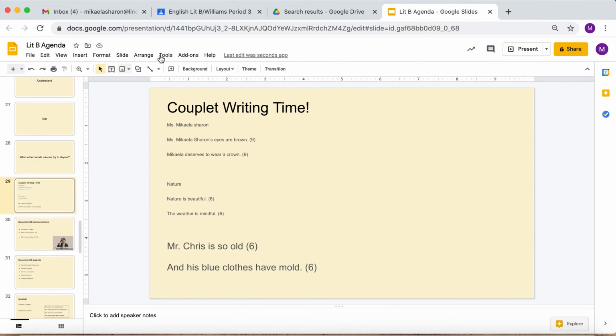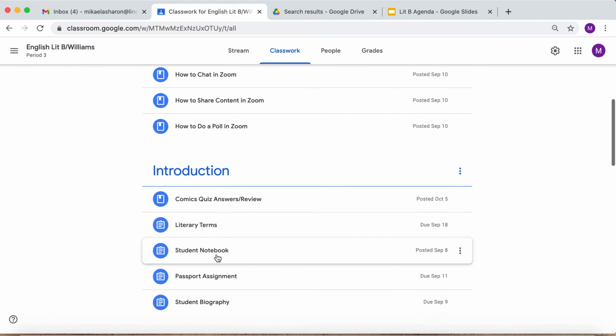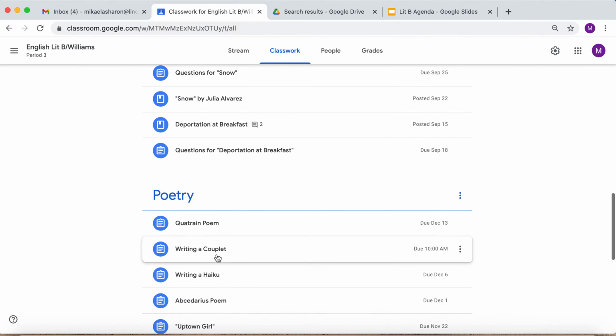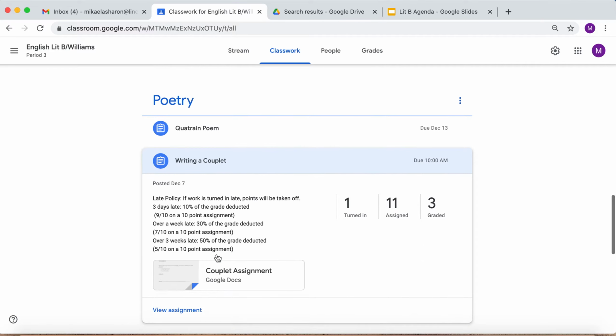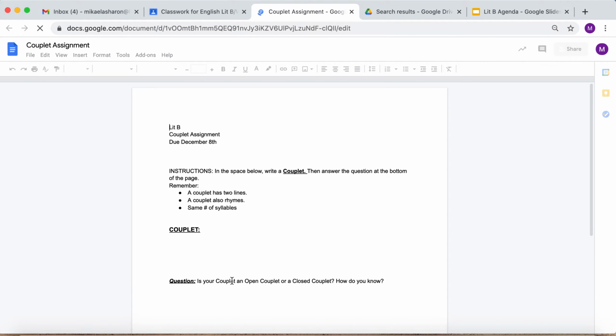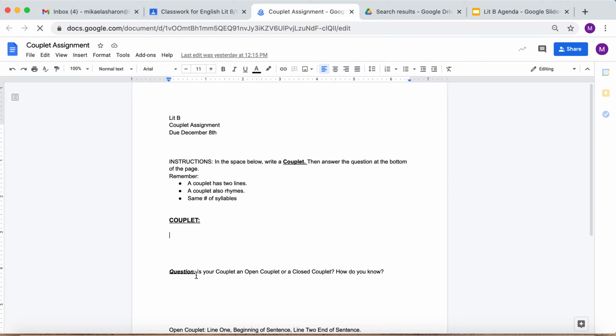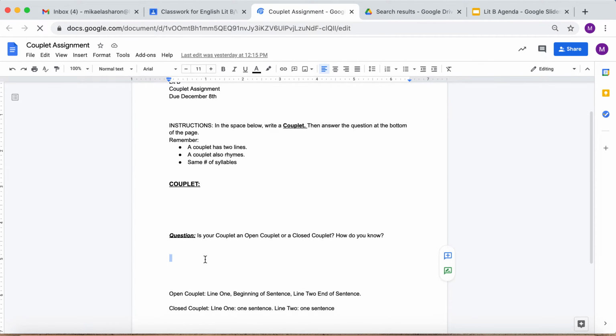Okay, so then there was an assignment where you were to write your own couplet, and it's posted here under poetry. And if you look at this, you were to write a couplet in this space below. And then I also wanted you to say if your couplet was an open couplet or a closed couplet, and then how do you know? And I have the definitions of them here to help you out with that.